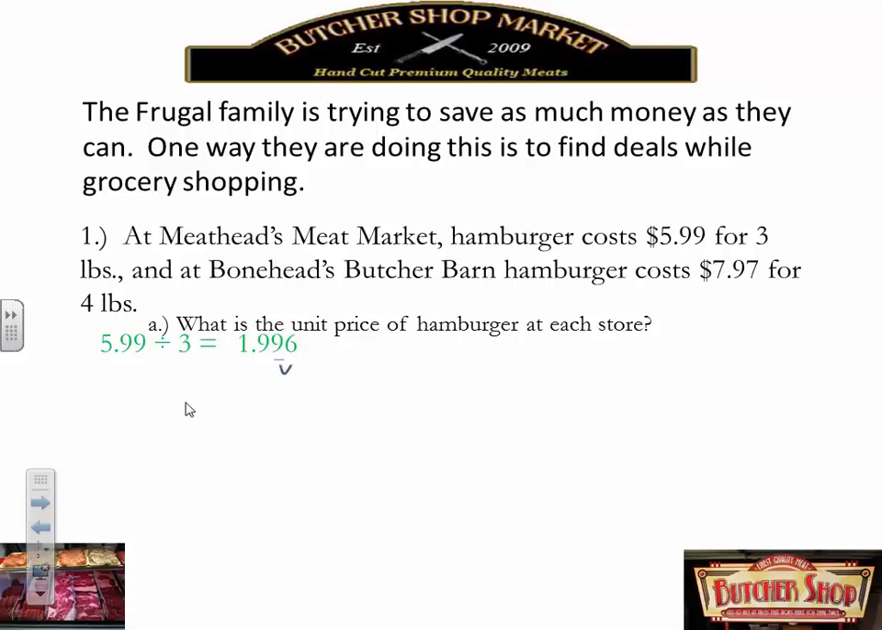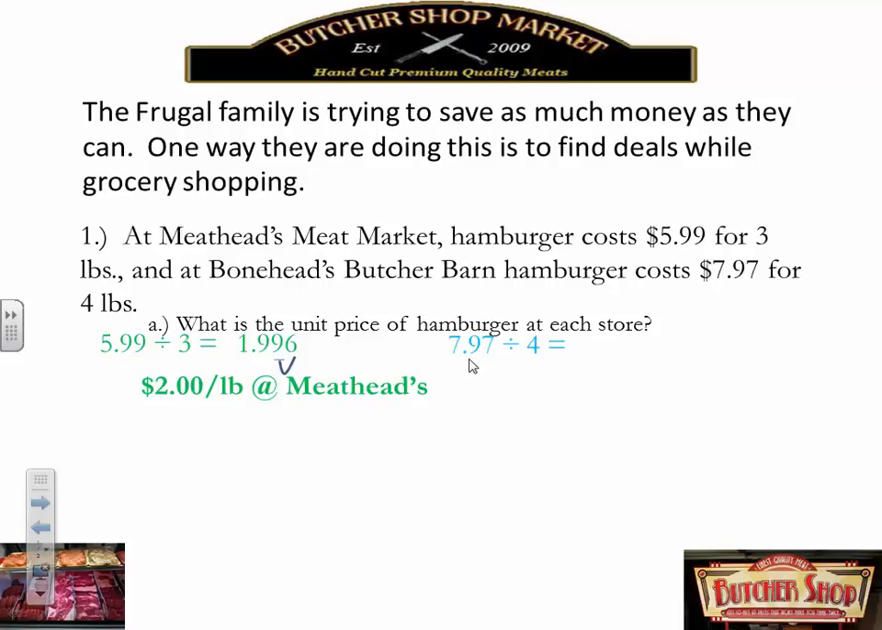If we go to the right of that, the 6 is 5 or above, so the 6 tells us to move this 9 up. But the 9 is the highest single digit number, so we have to move the 9 in the tenths place up, which is also a 9. So we keep moving our way to the left until we find something we can move up. This 1 we can bump up to a 2, telling us that it is $2 per pound of hamburger at Meathead's Market. So if you haven't done it yet, hit pause and do the second one.